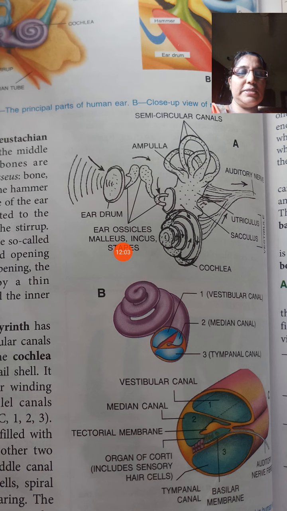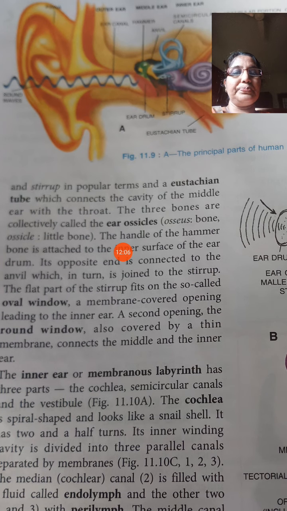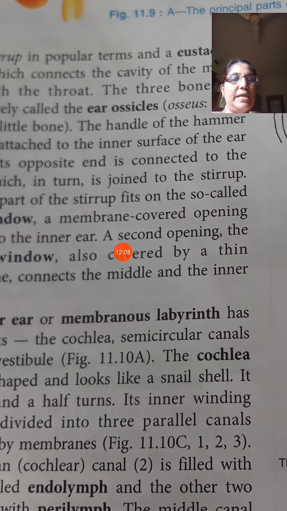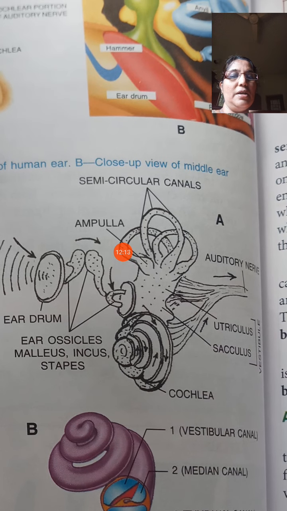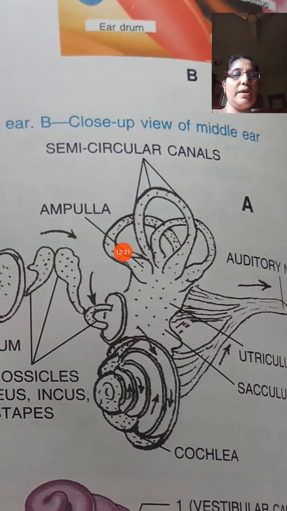That part is known as the cochlea. Then again you can see three semicircular canals. They are at right angles to each other, and they place themselves in three different planes. They are the semicircular canals, each one at 90 degrees to the others.